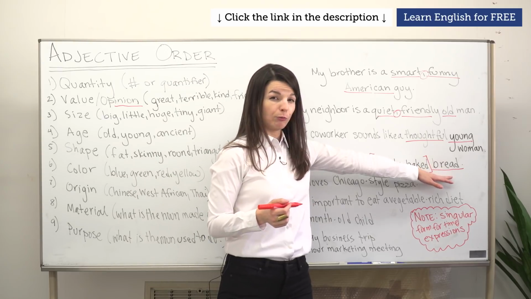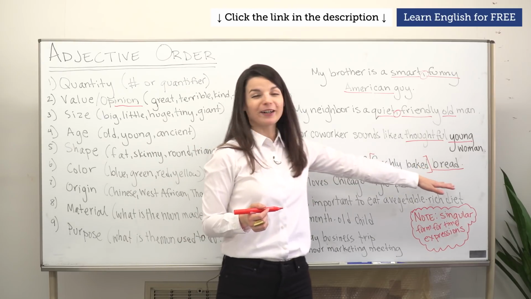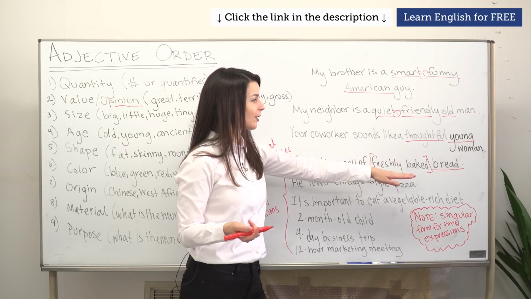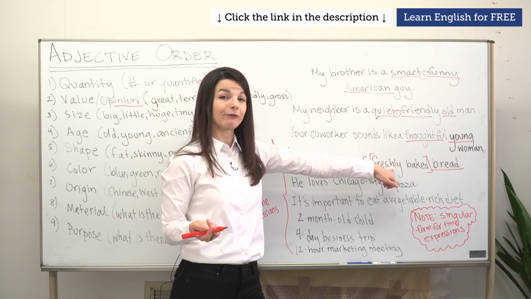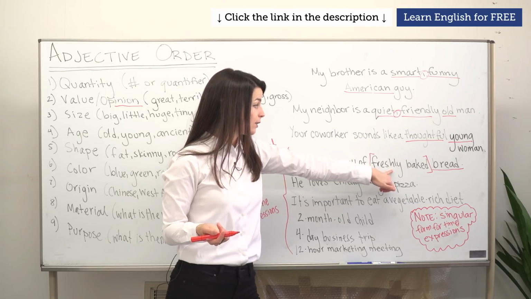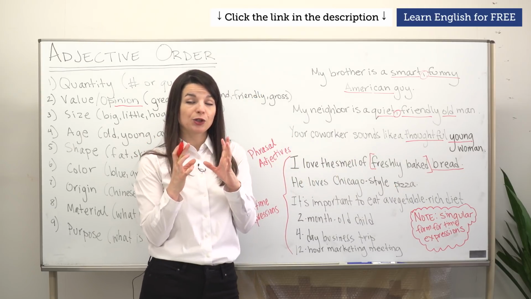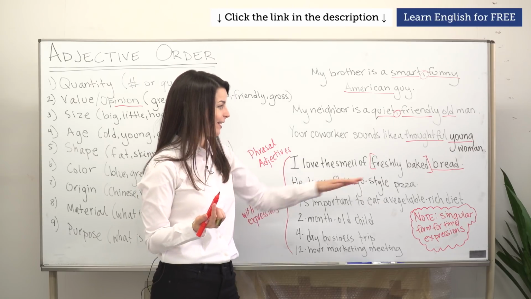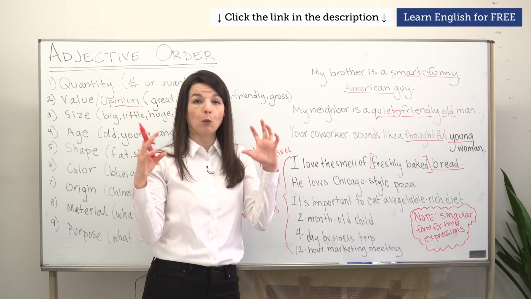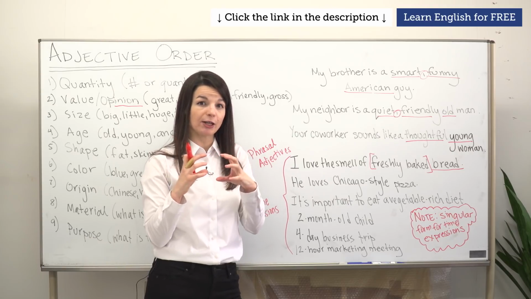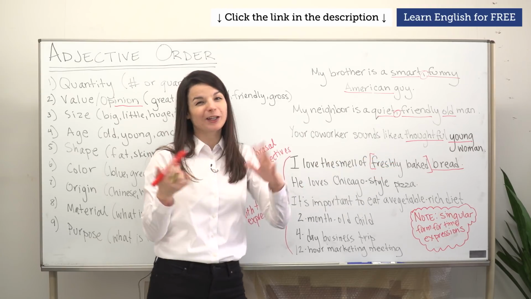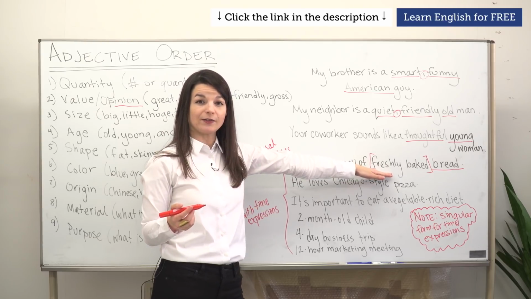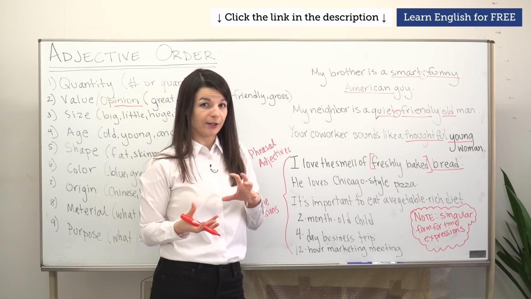What kind of bread do I like? Or rather, what kind of bread do I love the smell of? I love the smell of freshly baked bread. This is my phrasal adjective here. So I can combine two words to make a phrase that acts as an adjective. In this case, I'm only using one phrasal adjective before the noun, so I don't need to worry so much about the order. But we can use phrases as adjectives in this way.